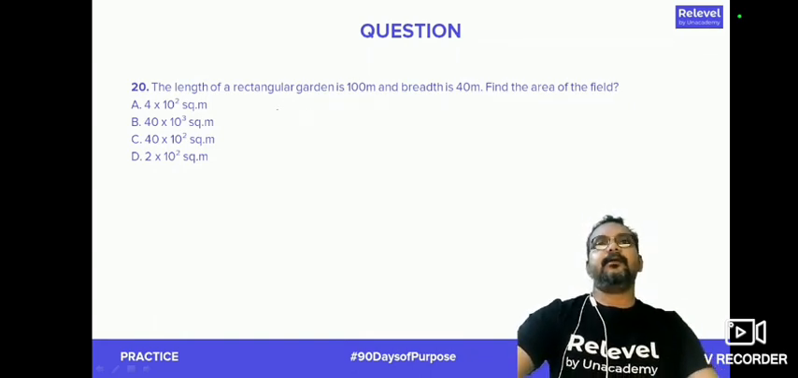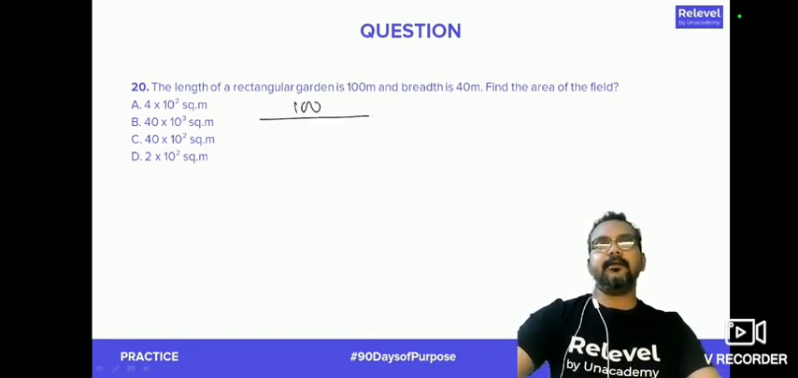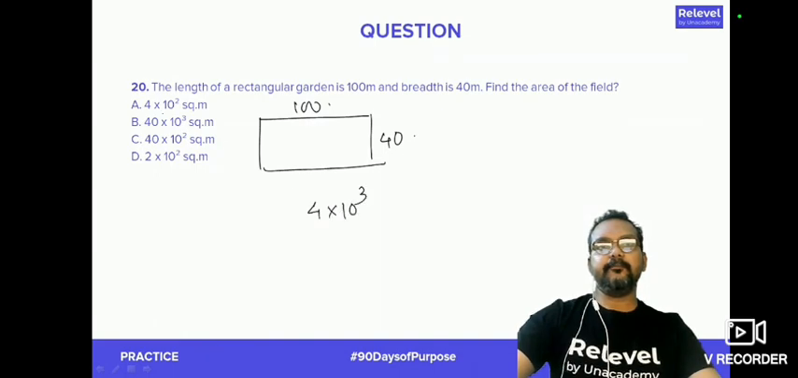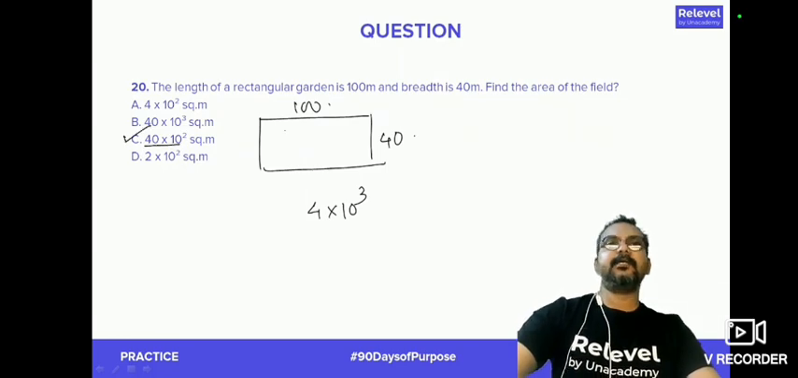Number 20. The rectangular garden has length 100 and width 40. So obviously the area is 100 times 40. So if I multiply, that will be 4 times 10 cube. So 4 times 10 cube is essentially the same as 40 times 10 squared. So it is option C.